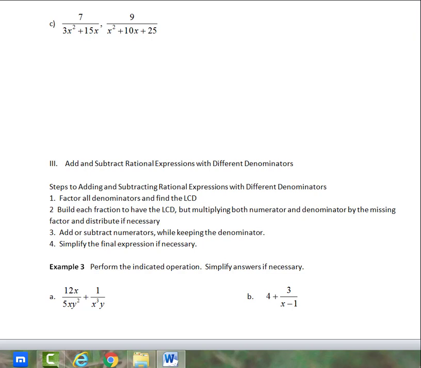Or again, if you don't feel confident enough to try one on your own, you can just watch the video and take notes. All right, so I'm going to factor the denominator to the left.